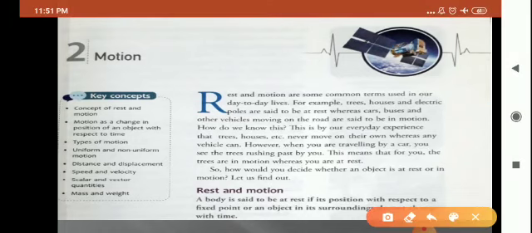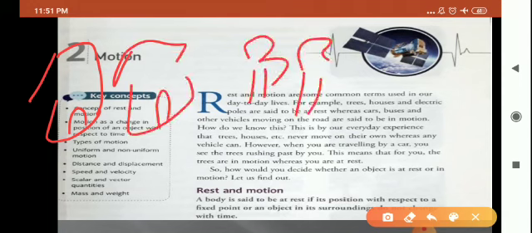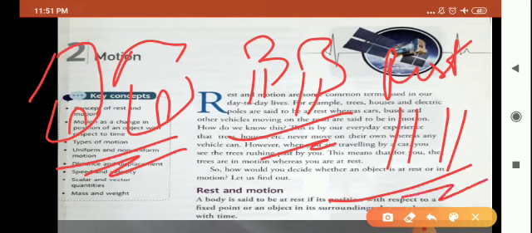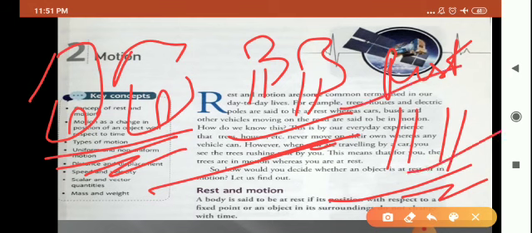So children, rest and motion are some common terms which we use in our day-to-day lives. Say how? Suppose I say that houses, standing trees, electric poles are at rest. How can I say that these objects are at rest? These objects are at rest because the position of these objects with respect to a fixed point does not change with time. That is the reason I am saying that these objects are at rest. Means these objects are not changing their position, so they are not moving. So I will say that these objects are at rest.